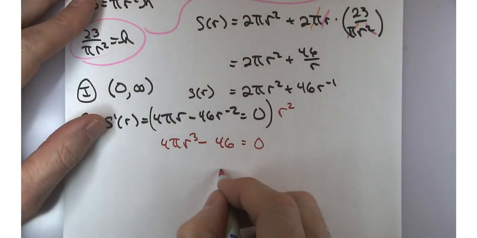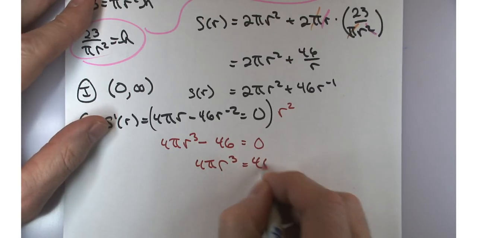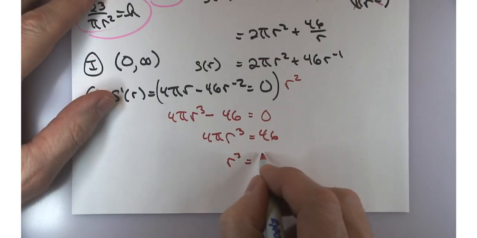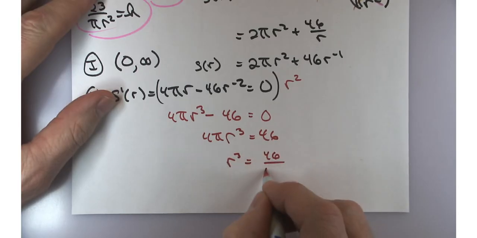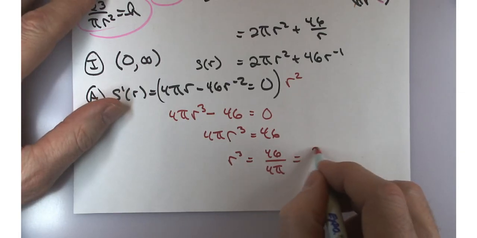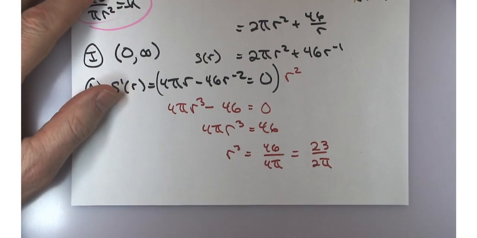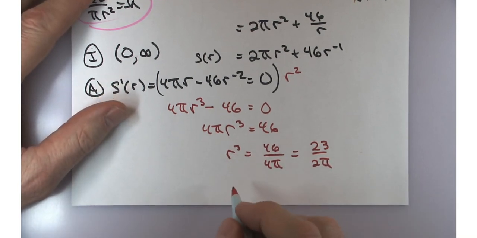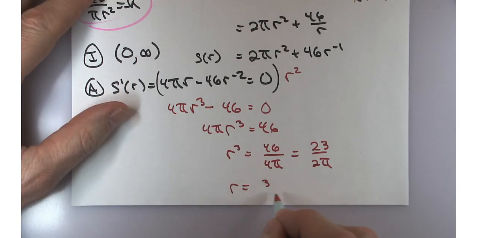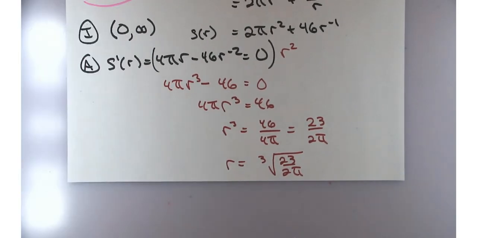So we get r cubed. Let's see. We'll do 4 pi r cubed equals 46. R cubed equals 46 over 4 pi. And then let's simplify that a little bit. It's going to be 23 over 2 pi. And finally, I want the cube root of that. R equals the cube root of 23 over 2 pi. So that's going to be the radius. Let's calculate that on our calculator.